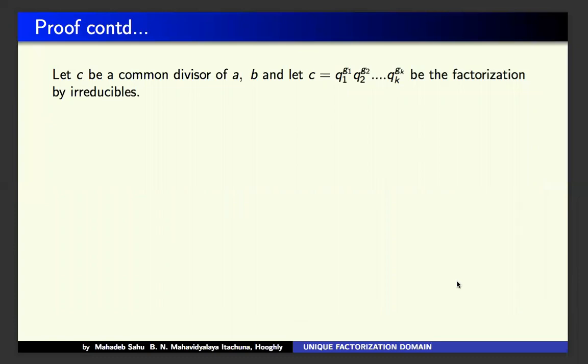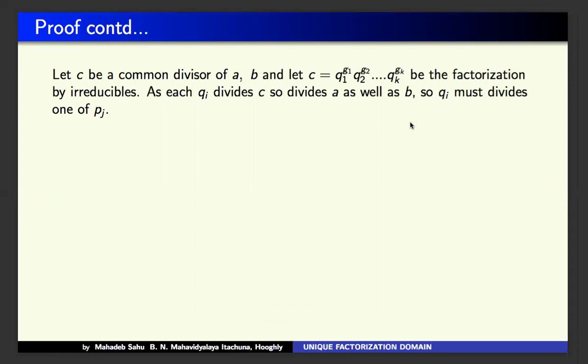So C must divide A and B, and you can write C belonging to D. C has a factorization Q1 to the power G1, Q2 to the power G2, up to Qk to the power Gk, a factorization by irreducibles. That means Q1, Q2, up to Qk are irreducibles. So each Qi divides C clearly from here. Again, C divides A and B. So therefore, each Qi divides A and B also.